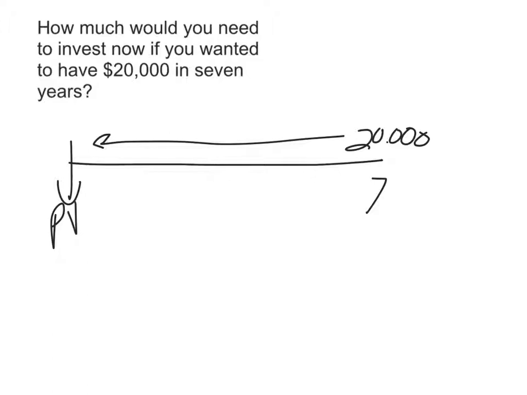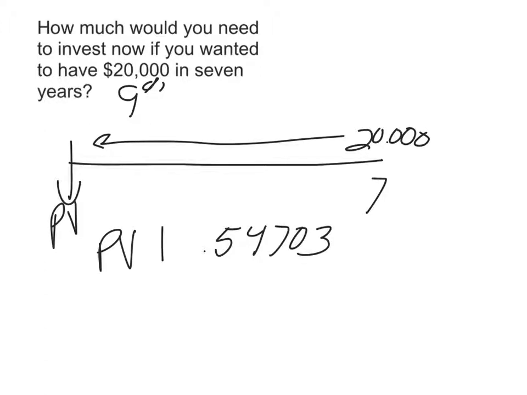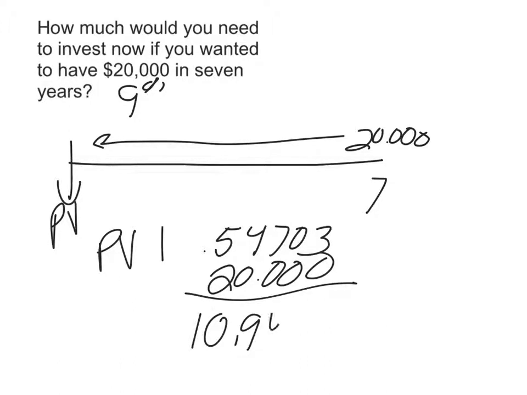We don't have an interest rate, so let's just throw in 9%. If you look on the present value of one table, for 9% and 7 years, you end up with a factor of 0.54703. If you multiply that by the 20,000 you want, you would need to have $10,940 now. Well, that makes sense because we would turn around and we'd have $10,940 grow at 9% per year to $20,000.